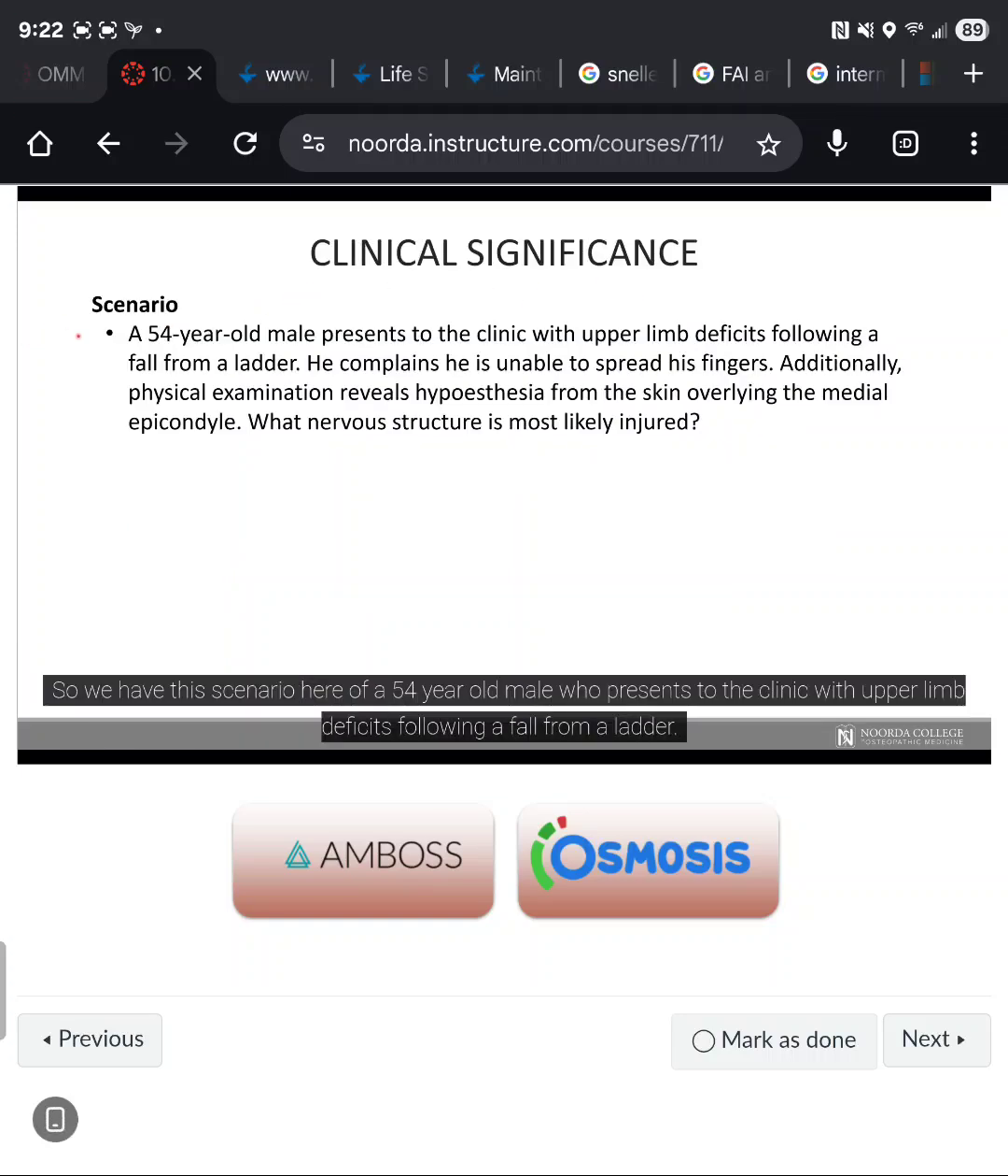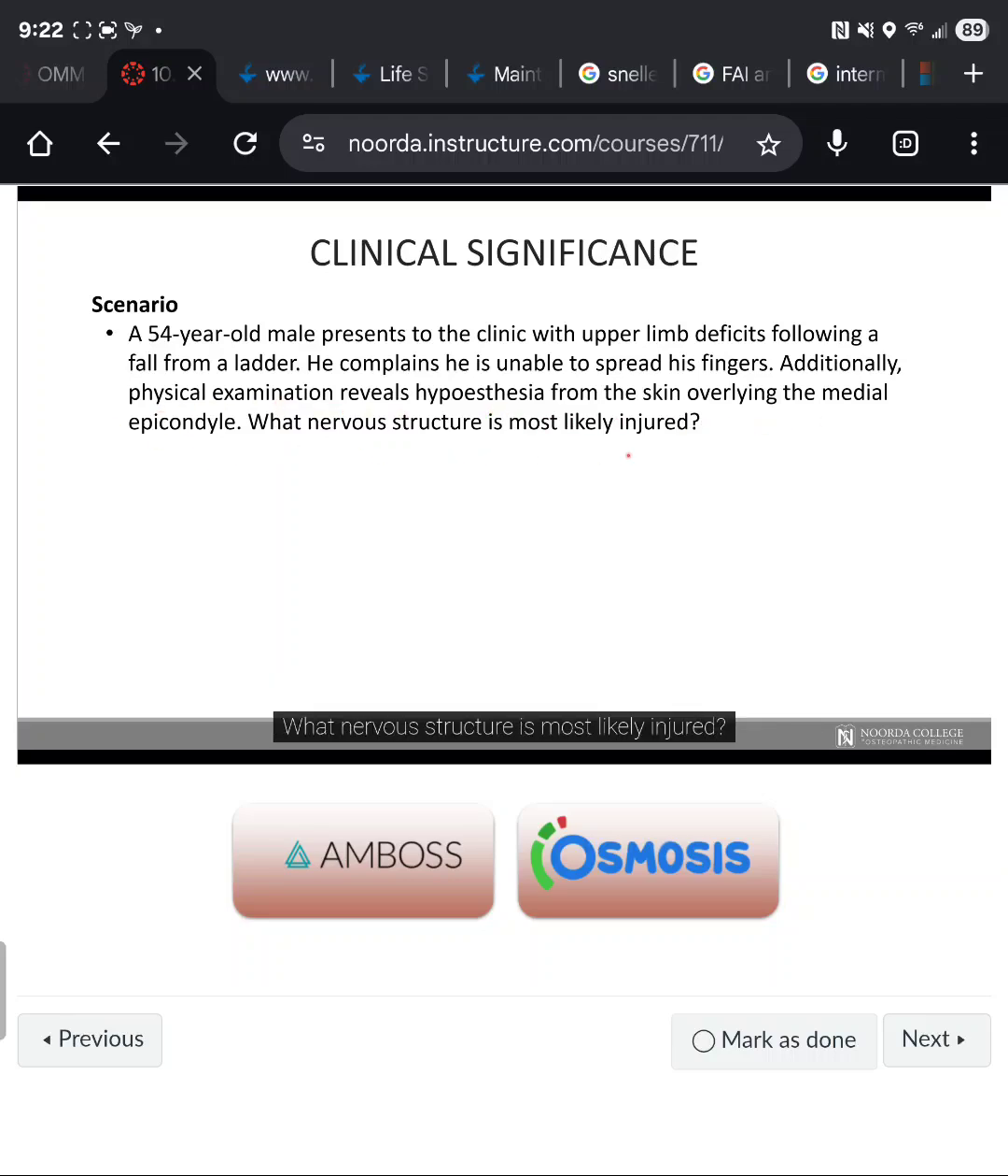So we have this scenario here of a 54-year-old male who presents to the clinic with upper limb deficits following a fall from a ladder. He complains he's unable to spread his fingers. Additionally, physical examination reveals hypoesthesia from the skin overlying the medial epicondyle. What nervous structure is most likely injured?